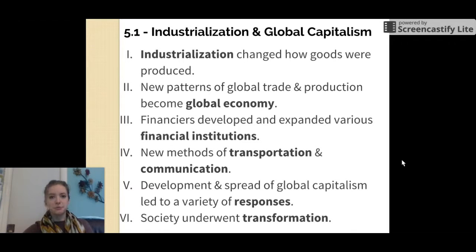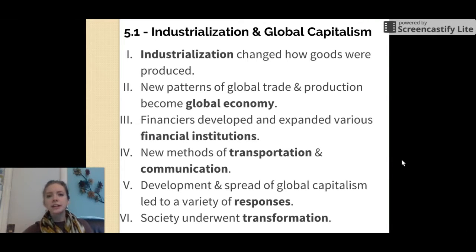The first key concept of period 5 from AP is about industrialization and global capitalism. You see the 6 points right there that they address. First, how does industrialization change the way things are made? How does it affect the global economy? How does it affect finance, transportation, communication?